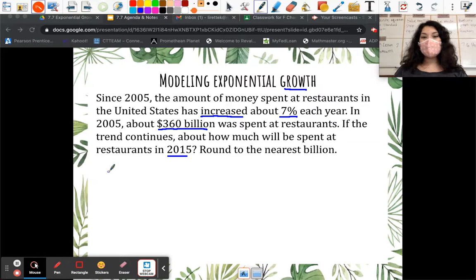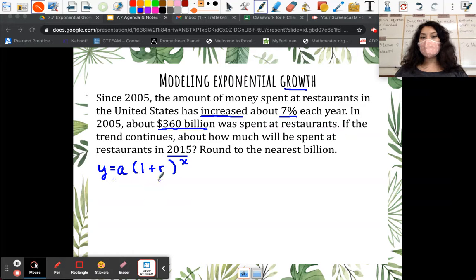So when in doubt, start with what you know. For right now, that's just a formula. It's just an equation. And again, since I know it's growth based off of this word increased, I know I have to use this as my formula: A times the quantity 1 plus some sort of growth rate, all raised to the power x.